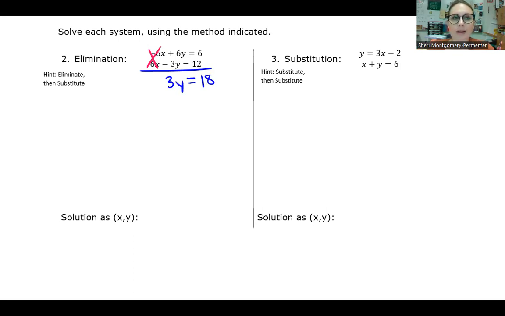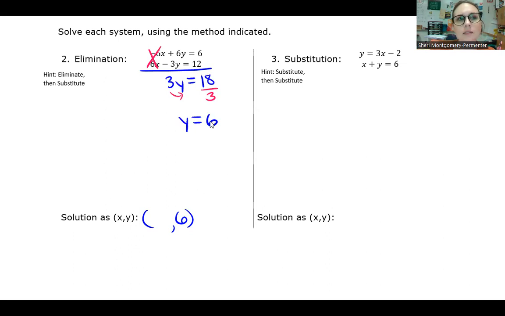What do I need to do to get y by itself? So what is y equal to? 6, very good. So I know the second part of my solution. I even tell you that the solution is x comma y. So I know y is 6. So now what do I do with this 6? I give you a hint. Substitute. Yeah, I'm going to substitute.